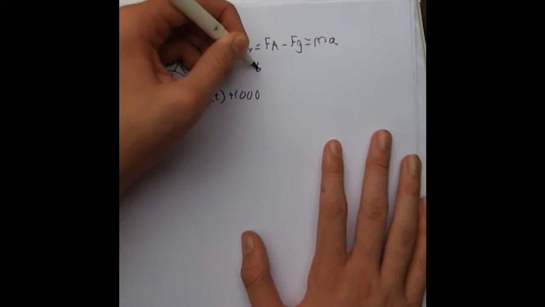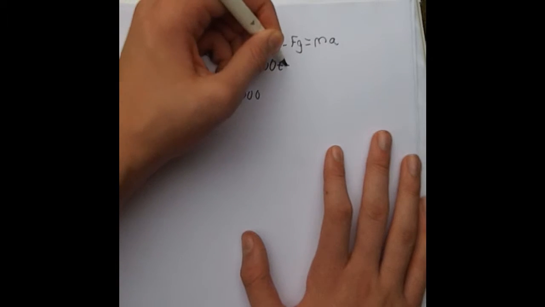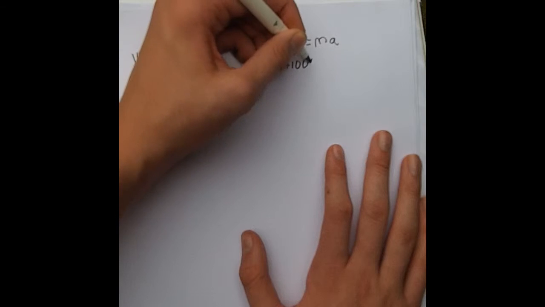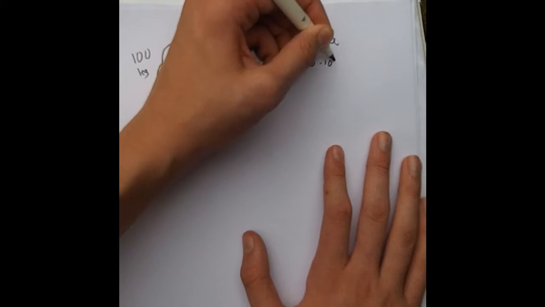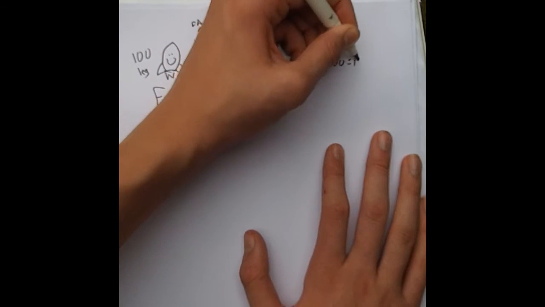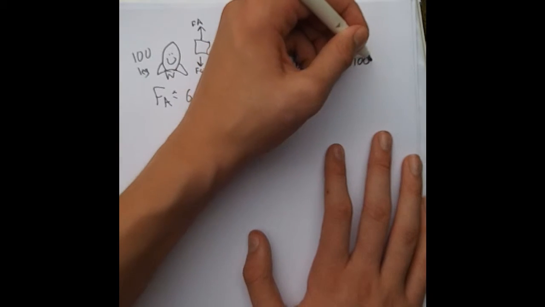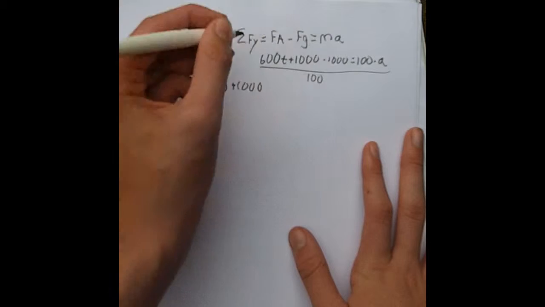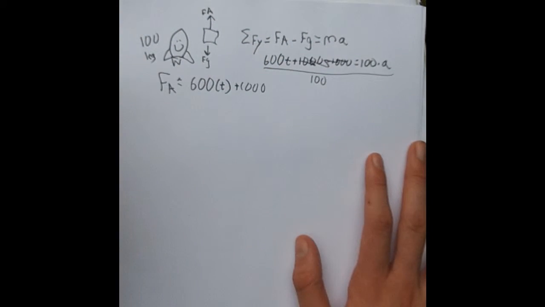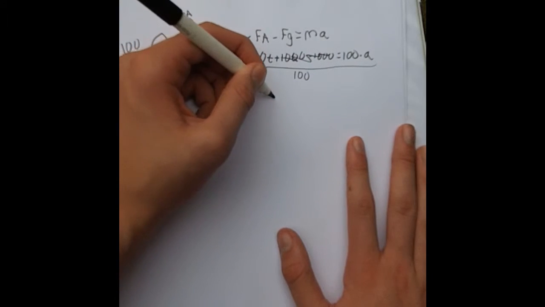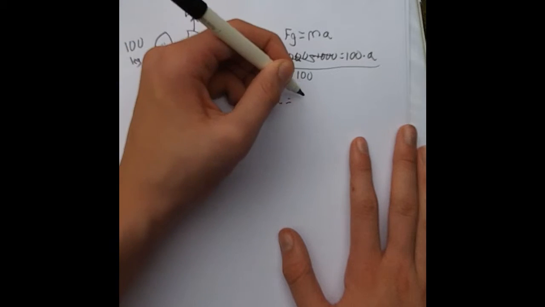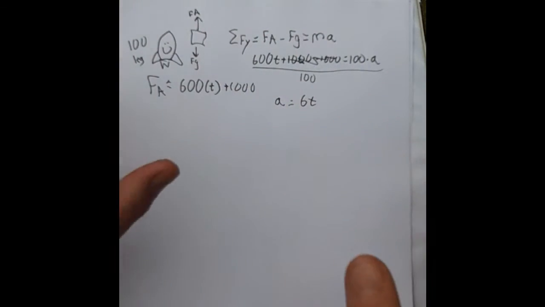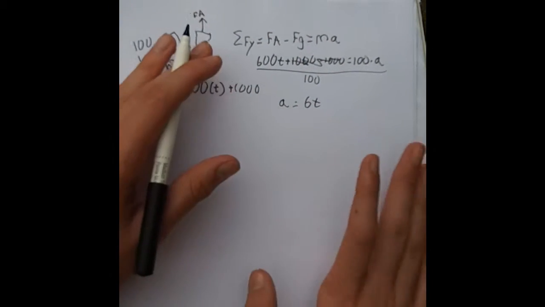So we have 600t plus 1,000 minus 1,000 equals 100 kilograms times our unknown acceleration. Divide the entire thing by 100. These thousands cancel out. Then we get acceleration equals 6t, which is very pretty for acceleration.